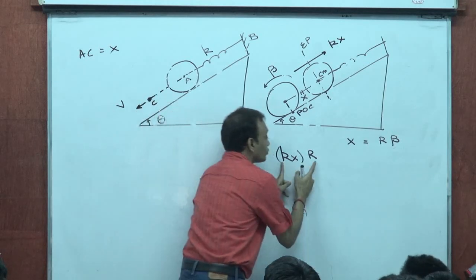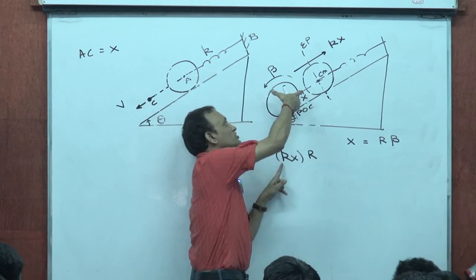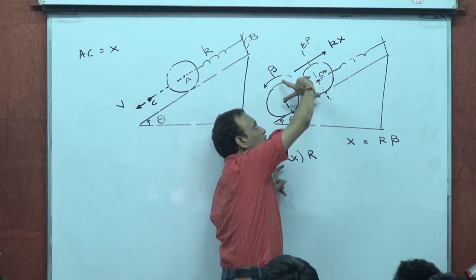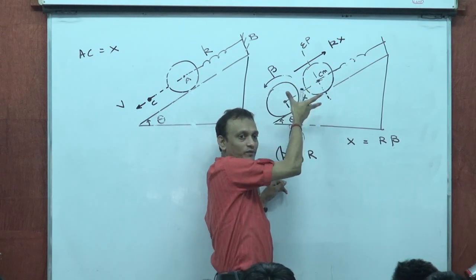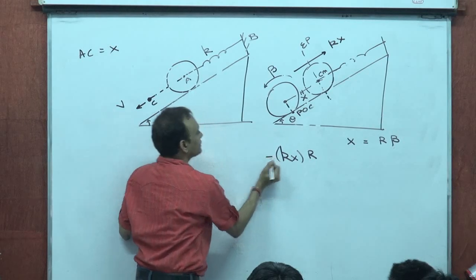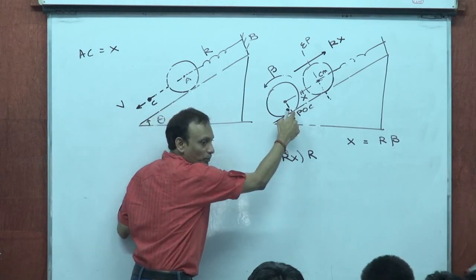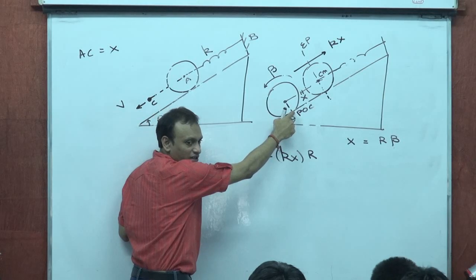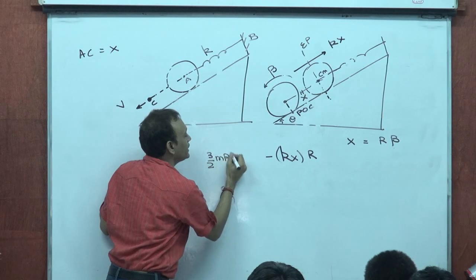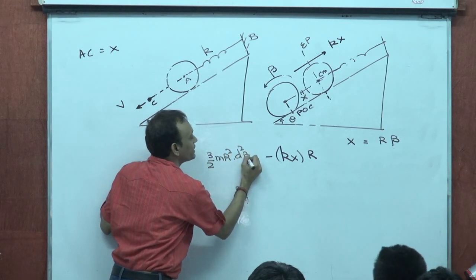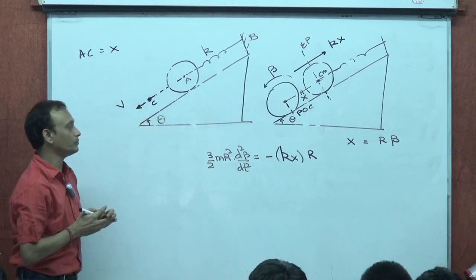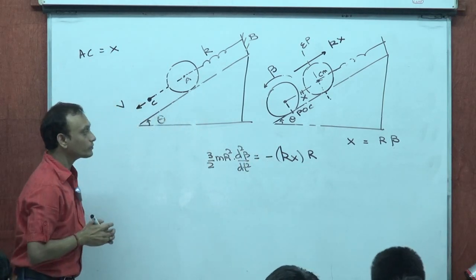Now, this then must be the restoring torque, because this has rotated beta this way, whereas the torque about the point of contact that kx produces is this way. So this must be restoring in character, right? So I put a minus sign, and this must be I about the point of contact into angular acceleration. So I about the point of contact is 3 by 2 mr squared into alpha, which is d2 beta dt2. Yes or no?